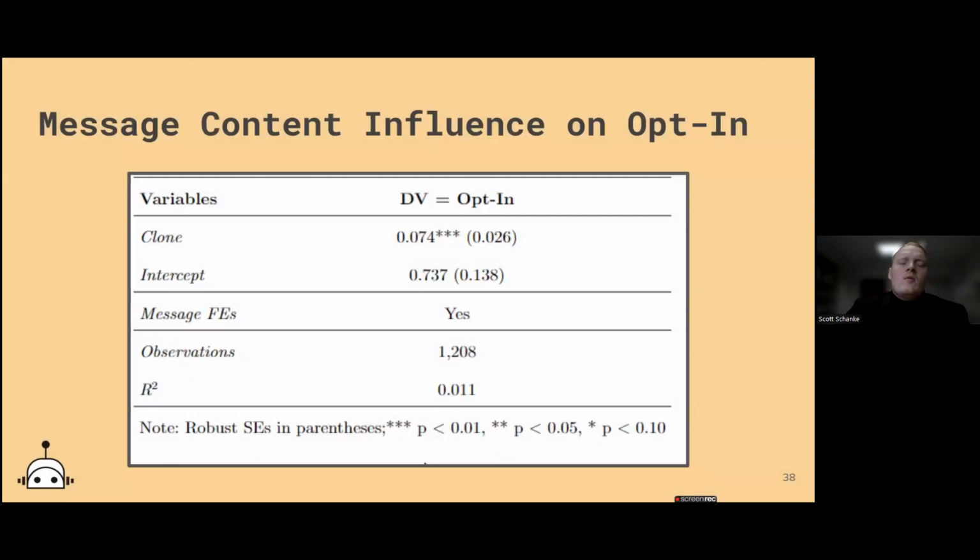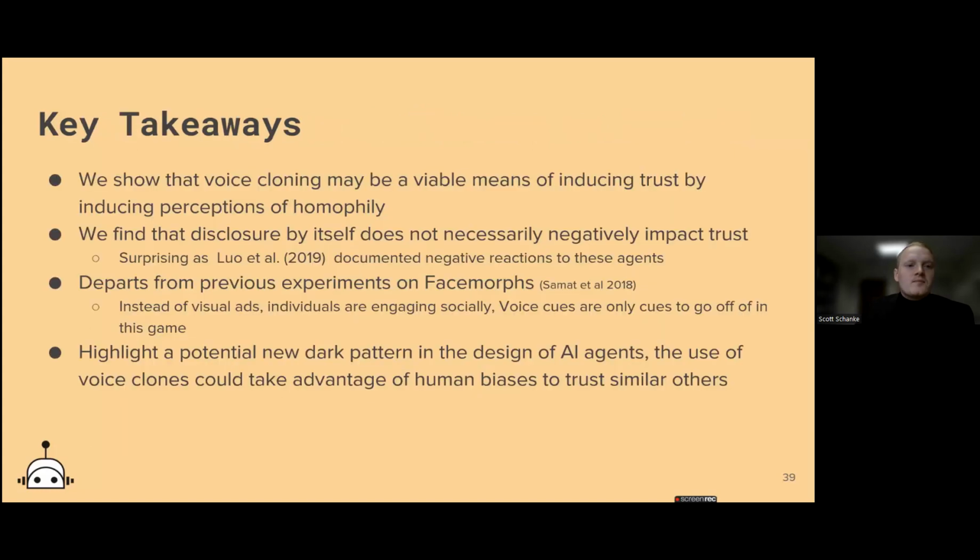Okay, and one of the things we did as a robustness check is to see if certain messages, as we saw before, could be influencing this. There were only about 80 messages, and we ran a dummy. We used fixed effects for each of these messages to see if some might be enticing folks to trust more, and we found that there's no effect on any of those, and the clone coefficient is still positive and significant.